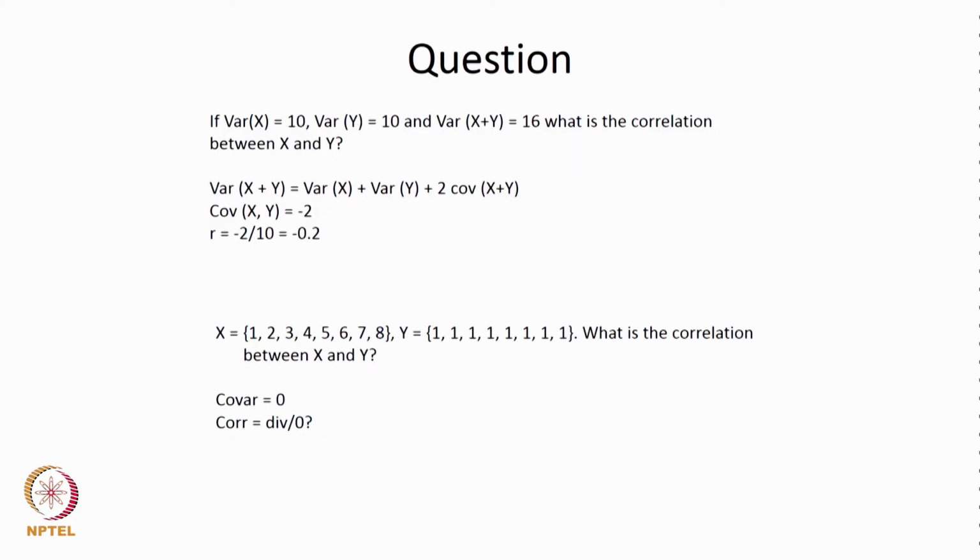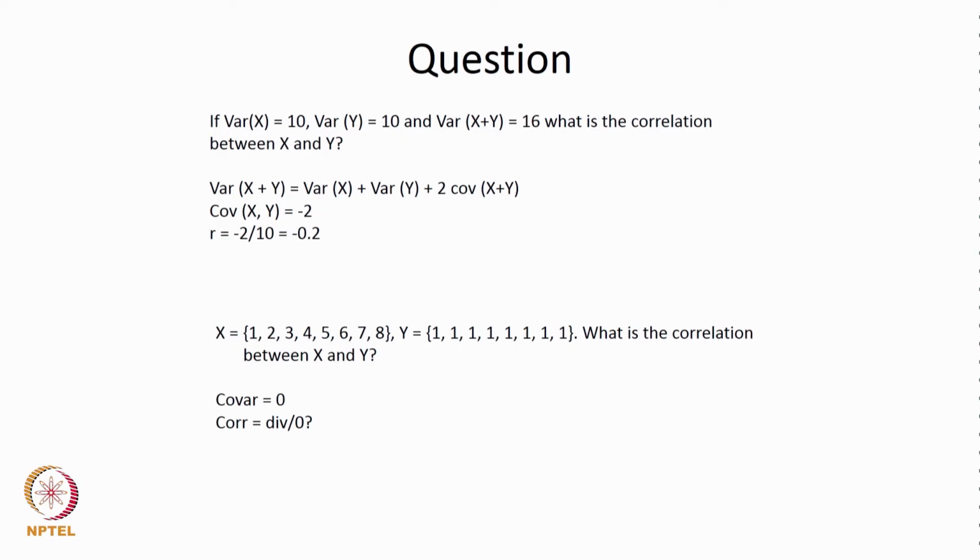Now, let us look at a few more simple questions. If variance of x is 10 and variance of y is 10 and variance of x plus y is 16, what is the correlation between x and y? Variance of x plus y is equal to variance of x plus variance of y plus 2 times covariance of x and y. Therefore, covariance of x, y is minus 2 and correlation is minus 0.2.